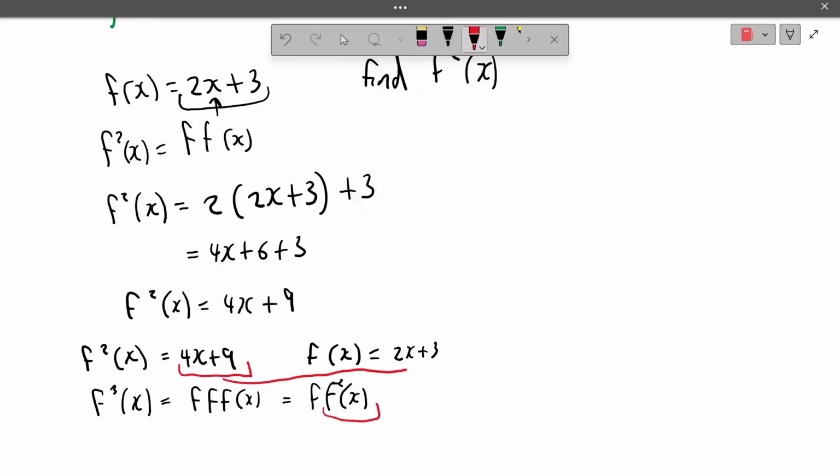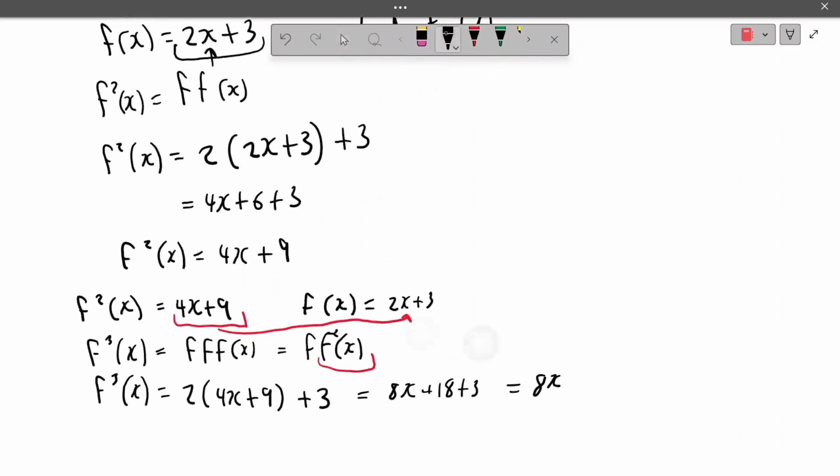this into here. So we're replugging the 4x plus 9 into our 2x plus 3. So our f cubed of x would equal 2 lots of 4x plus 9, plus 3, which is 8x plus 18 plus 3, which is 8x plus 21. So I don't think they're ever going to go beyond f cubed, but obviously you could keep going and going if you really fancied it.